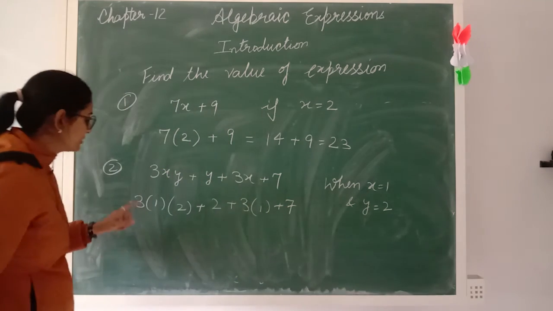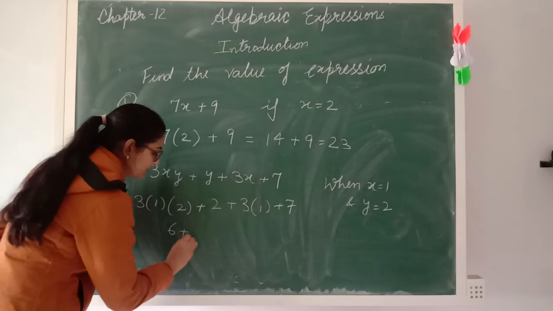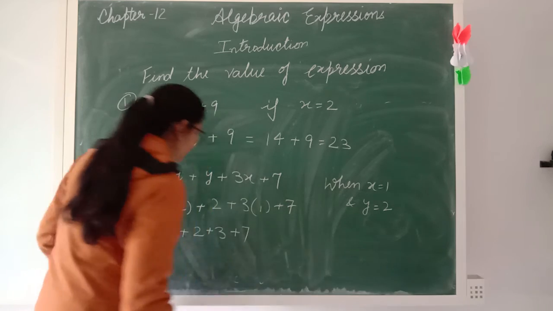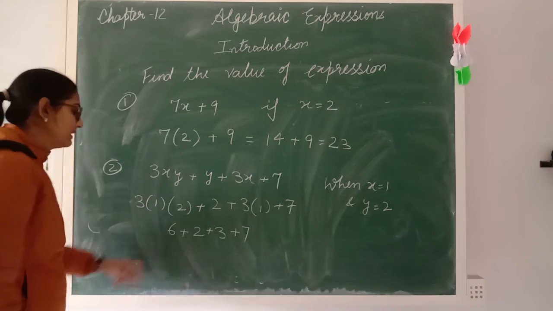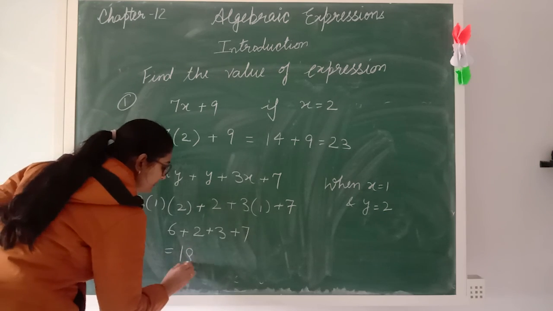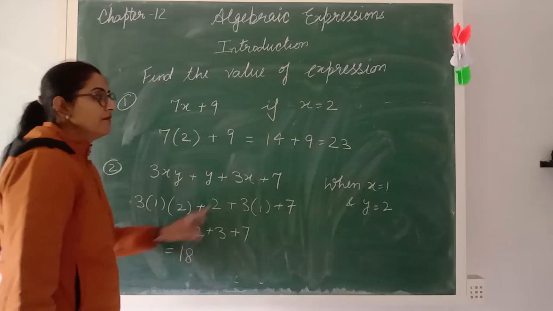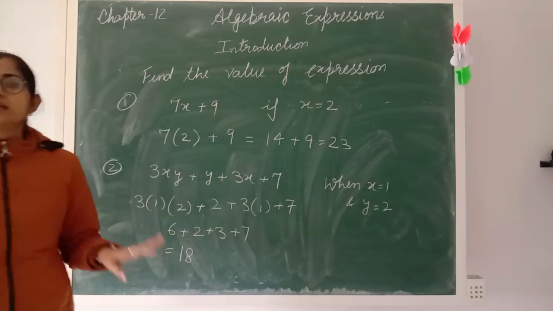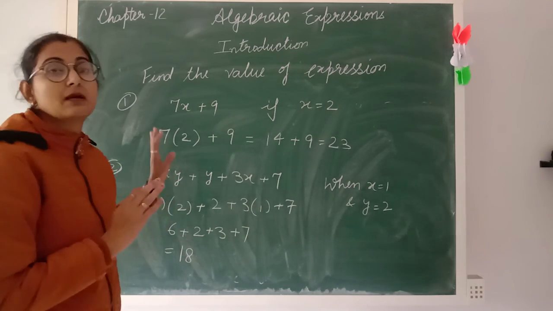Now solve this. 3 1s are 3, 3 2s are 6. 6 plus 2, plus 3 1s are 3, plus 7. Now you just add these things. 7 plus 3 is 10, 12, and 18. 18 is the answer, which means this expression is equal to 18 when x is equal to 1 and y is equal to 2. So these are the topics which help you solve the complete chapter.